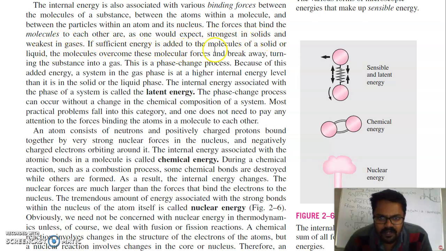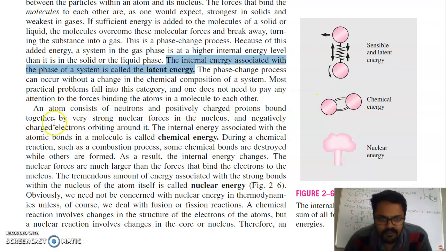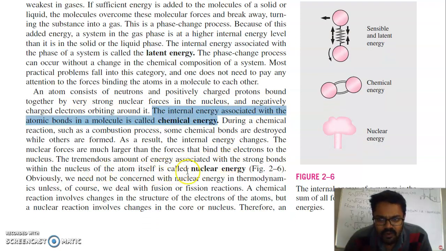If sufficient energy is added to the molecules of a solid or liquid, the molecules overcome these molecular forces and break away, turning the substance into gas. This is called phase change, and the energy related with this phase change is called latent energy. Molecules have chemical energy also. An atom consists of neutrons and positively charged protons bound together by very strong nuclear forces in the nucleus, and negatively charged electrons orbiting around. The internal energy associated with the atomic bonds is called chemical energy. Next is nuclear energy: the tremendous amount of energy associated with the strong bonds within the nucleus of the atom itself is called nuclear energy.